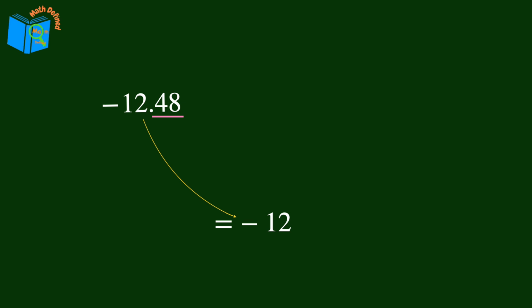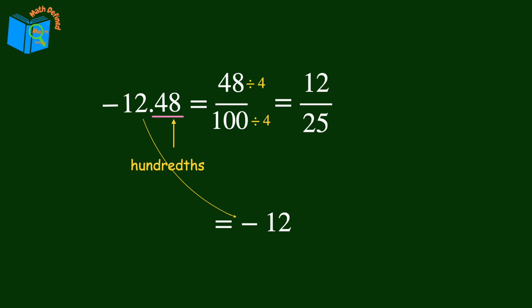To convert 0.48 into a fraction, we'll look at the place value of the last digit just like we did in the previous example. This time the 8 is in the hundredths place. So 48 will be the numerator and 100 will be the denominator. Now let's simplify this fraction. The greatest common factor of 48 and 100 is 4. So we'll divide both the numerator and the denominator by 4. That gives us 12 over 25.